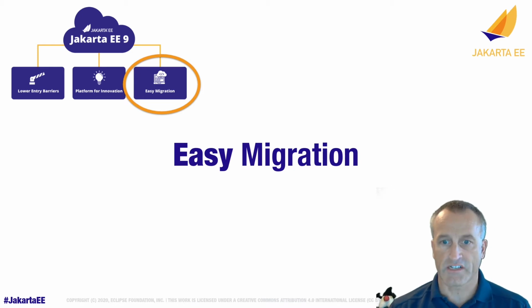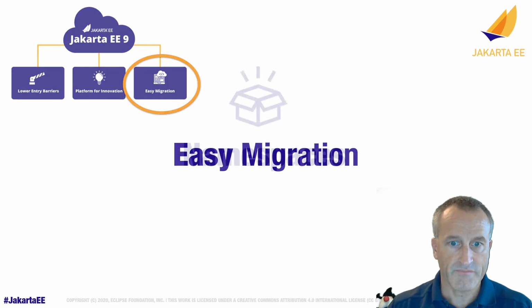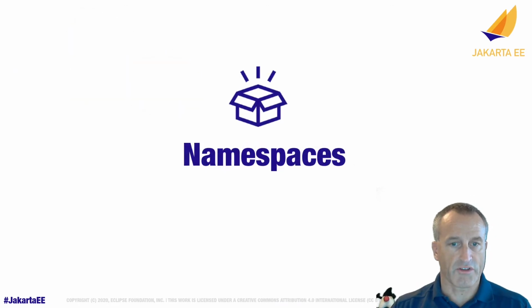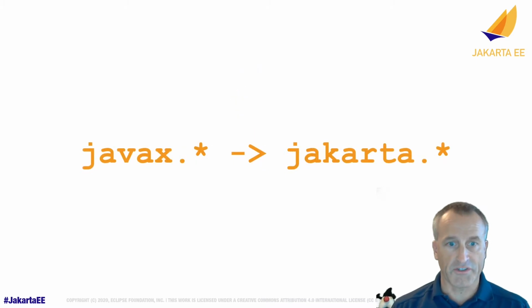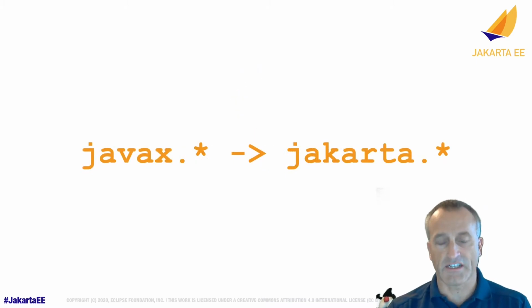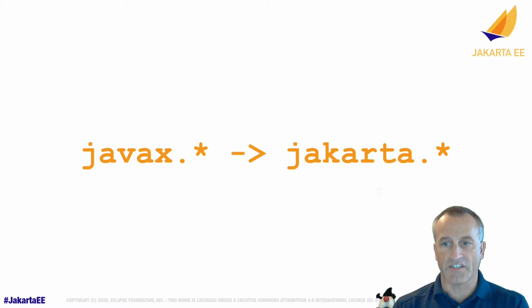We also have the Eclipse Transformer project that can do this work for you. Some of the vendors are actually using that in their implementations. So check out the Eclipse Transformer if you're interested in seeing how you can have some tooling to help you with the migration. We talked about namespaces. To make it super clear, what we're doing is replacing the Javax namespace in the specifications with the Jakarta namespace.